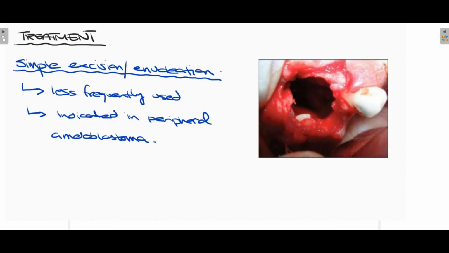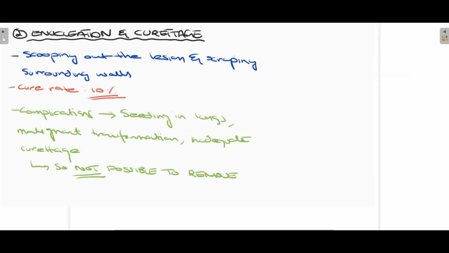Firstly, there is simple excision or enucleation, which is the least frequently used treatment option. As you can see in this clinical picture, the lesion is simply scooped out and the margins are closed. In this case, the chances of recurrence are highest, and simple enucleation or excision is most commonly indicated in peripheral ameloblastoma only.